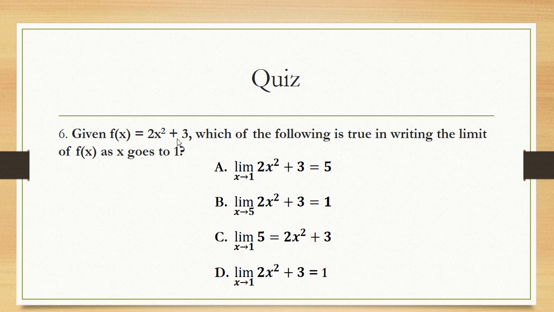And the limit of f of x is here, so 2x squared plus 3. And we know that if x is 1, you've got 2 times 1 squared. 1 squared is 1, times 2, that is 2, plus 3, that is 5. So therefore, the answer is letter A.